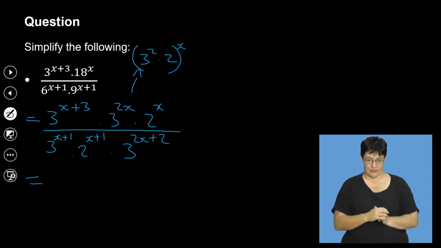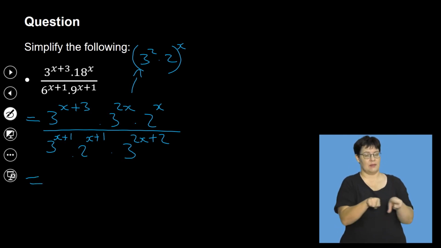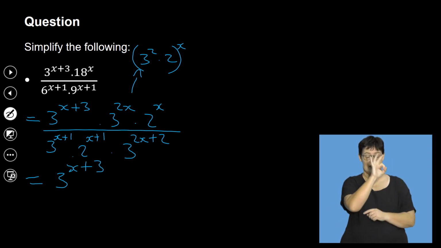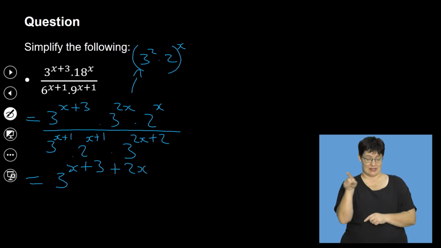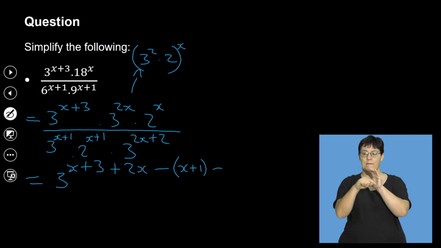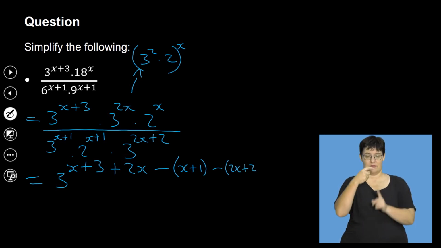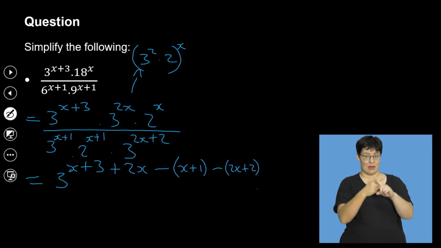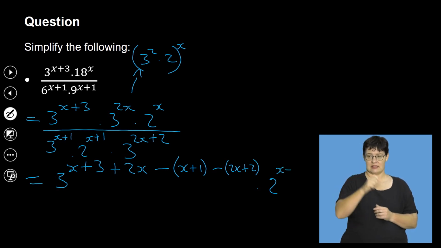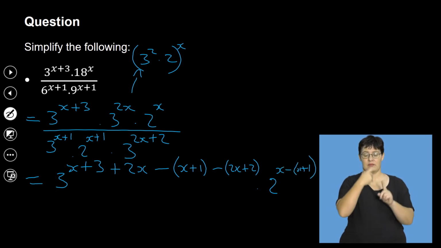Then from here, I will apply the laws all at the same time now, because with the previous one I showed you how you can do it so that you understand it. So this will be 3 to the exponent of x plus 3, then plus the 2x, right? That's what is at the top. What is at the bottom, I must subtract, which is minus the x plus 1, and then minus again the 2x plus 2, right? And then multiply this by 2. I only have 2 of them, so it will be 2 to the exponent of x minus x plus 1, right? And then you can work out your exponents there.